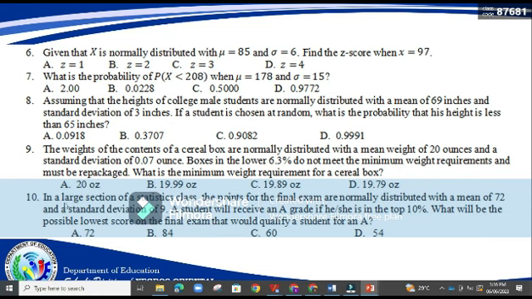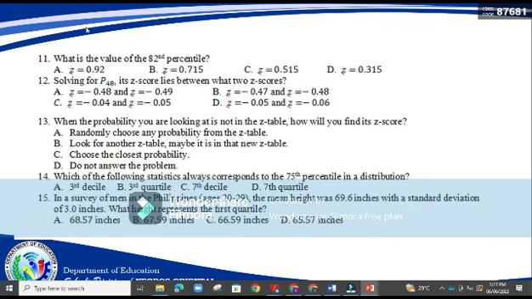Number 10. In a large section of a statistic class, the points for the final exam are normally distributed with a mean of 72 and a standard deviation of 9. A student will receive an A grade if he or she is in the top 10%. What will be the possible lowest score in the final exam that would qualify a student for an A? A. 72, B. 84, C. 60, D. 54.